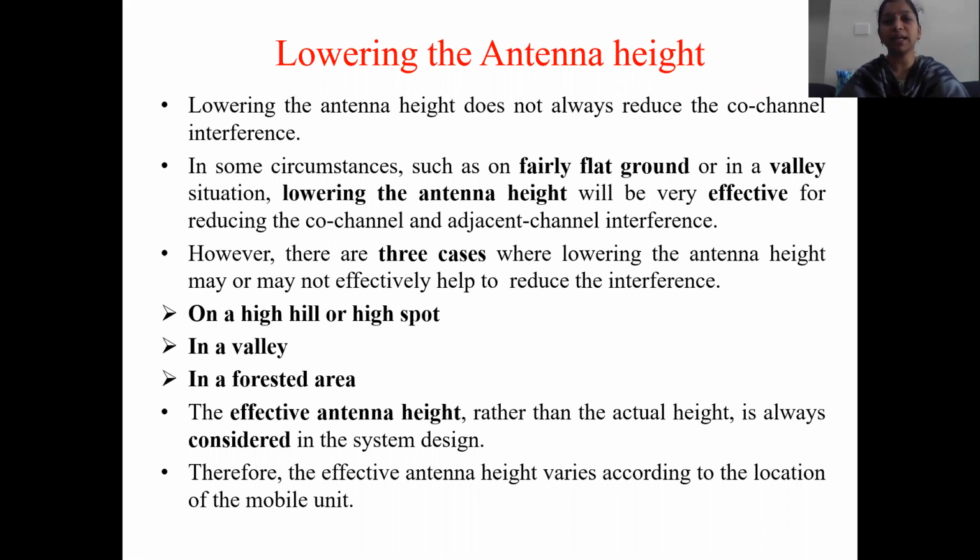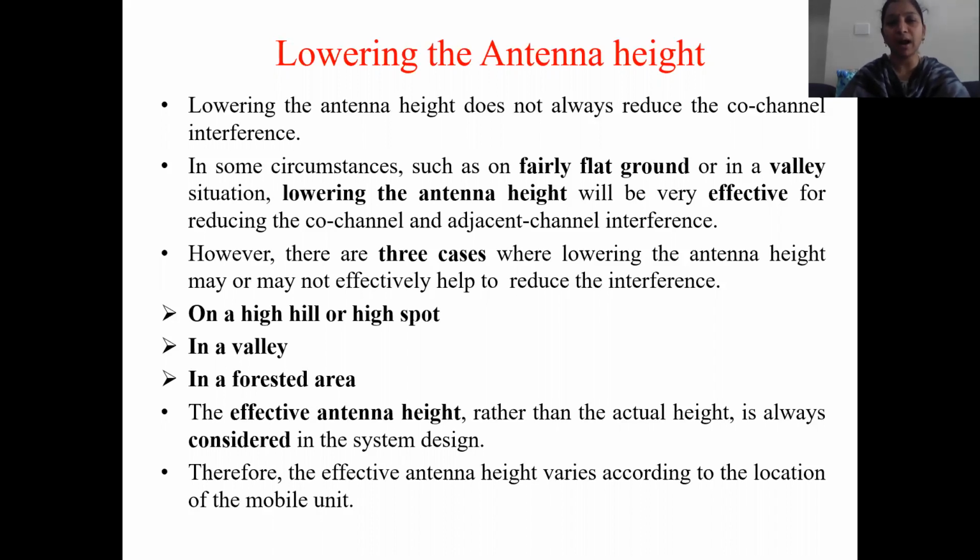However, there are three cases where lowering the antenna height may or may not effectively help to reduce the interference: on a high hill or high spot, in a valley, and in a forested area. You will see in which case, when we lower the antenna height, there will be a reduction in the co-channel interference. We will see in the next slides.